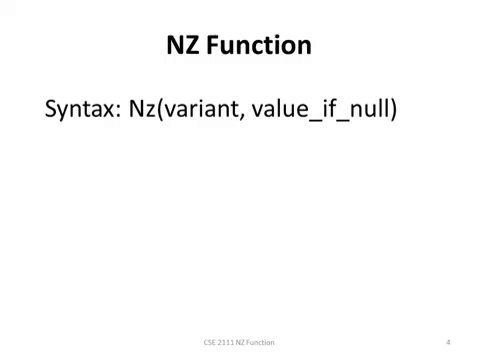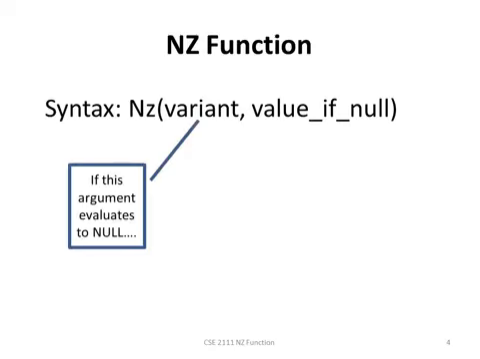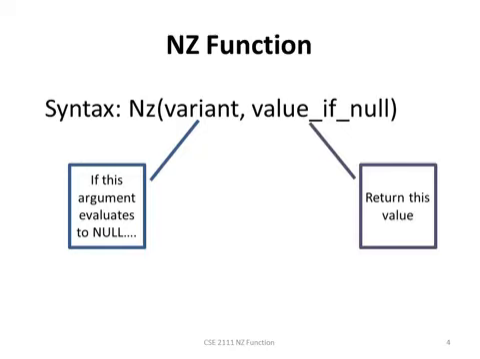We fix that with a function called NZ. The function has two arguments and two arguments only. The variant, which is the field that you want to evaluate, and the value if null. So if the field evaluates to null, then you will replace it with the value of your choice. And in this case, we want to replace it with a 0. Now again, this will not replace the values in the table itself. It will only replace the value for calculation purposes.